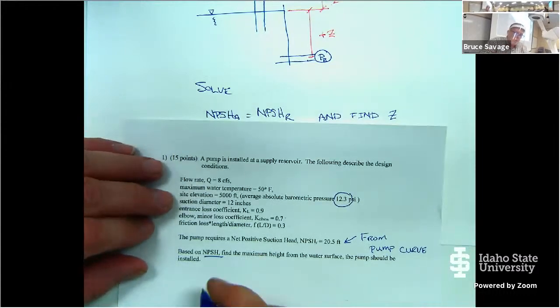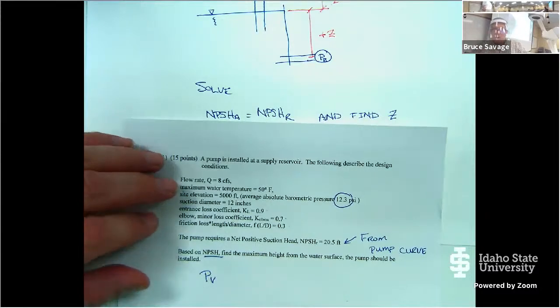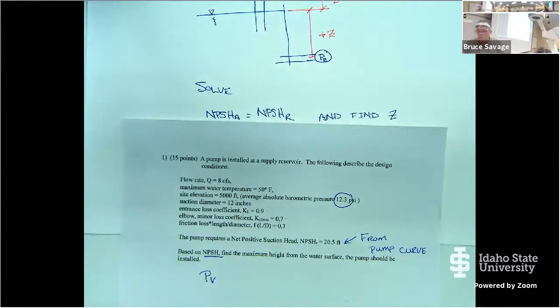The first thing we need to do is find the vapor pressure, or the vapor pressure head. So we would go into a book and we would look this up. Find the fluid properties in this new book. I'm not sure where it is.